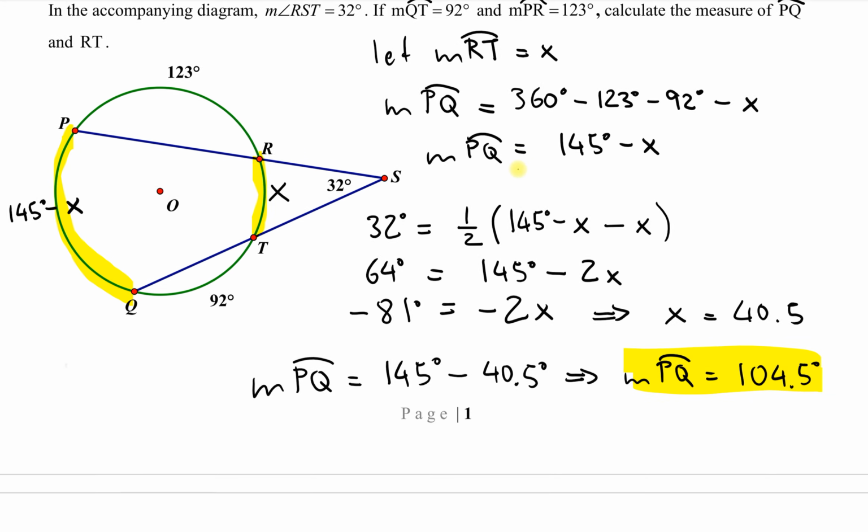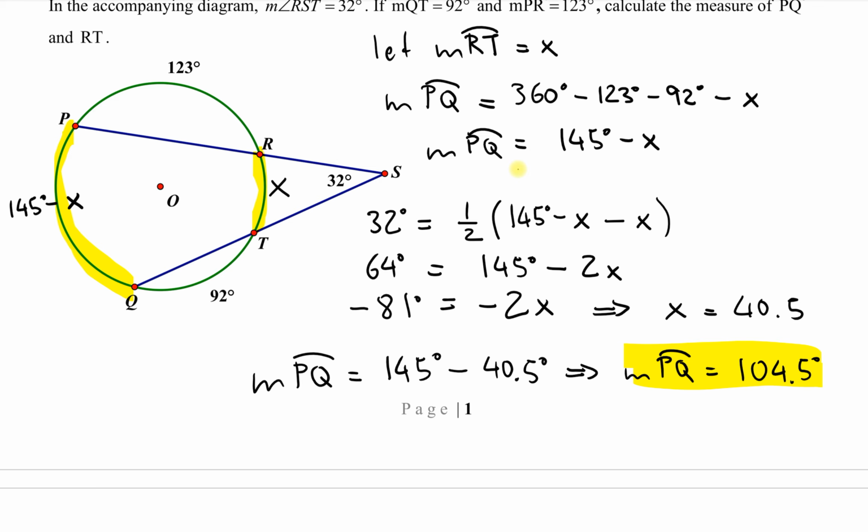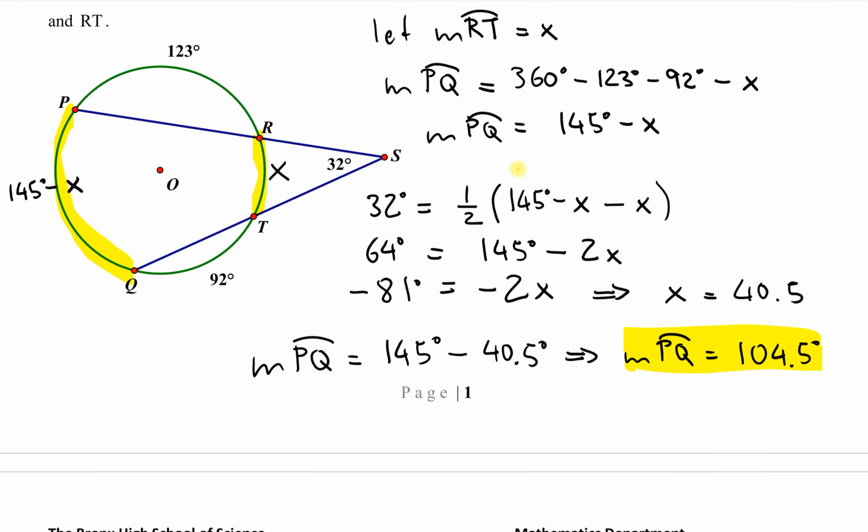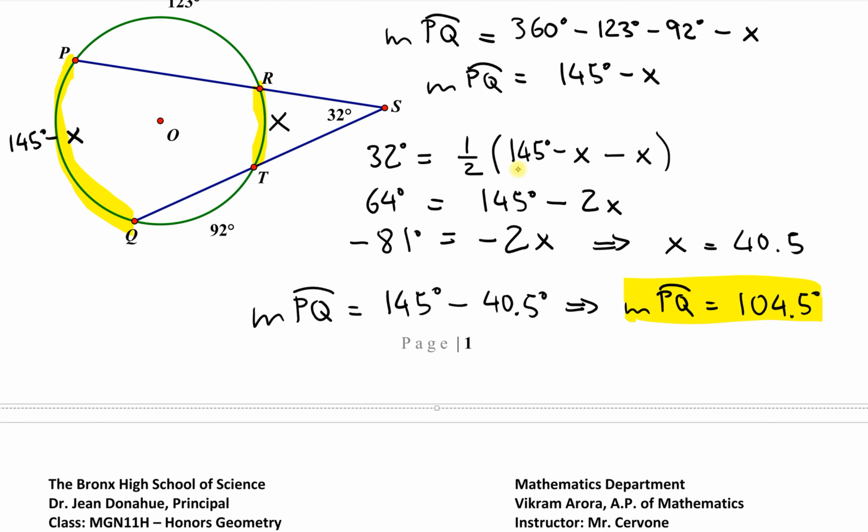Now, what I highly recommend is to check if this answer makes sense. How would you check if the answer makes sense? Okay, so what I would do is just substitute the values, okay? And say, okay, we know that the measure of arc PQ is 104.5 degrees, okay?